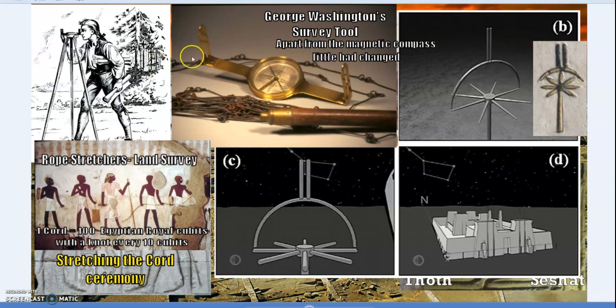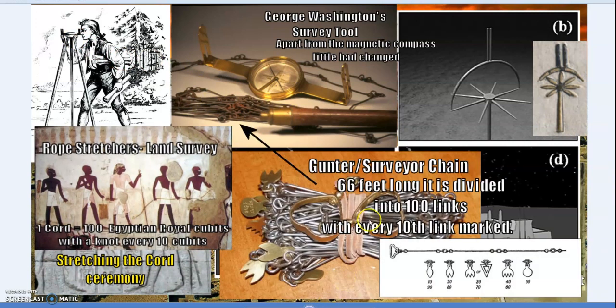Yes, these older ones, but George Washington's survey tools. Apart from the magnetic compass, little has changed. We just have a sighting tool. We can use a level, but another important instrument is this. This is called a chain. A Gunter's chain. Made official by Edmund Gunter and Queen Elizabeth I.